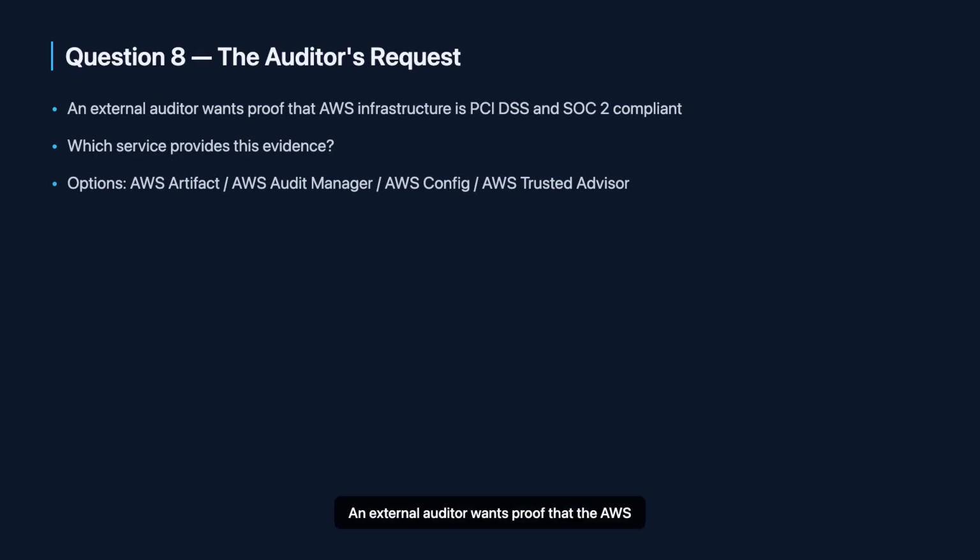Question 8. An external auditor wants proof that the Amazon Web Services infrastructure itself is PCI DSS, the Payment Card Industry Data Security Standard, and SOC 2, System and Organization Controls 2, compliant. Which service provides that evidence? Amazon Web Services Artifact, Amazon Web Services Audit Manager, Amazon Web Services Config, or Amazon Web Services Trusted Advisor. The key phrase is proof that Amazon Web Services infrastructure is compliant. That's about the security of the cloud, not your own configuration.